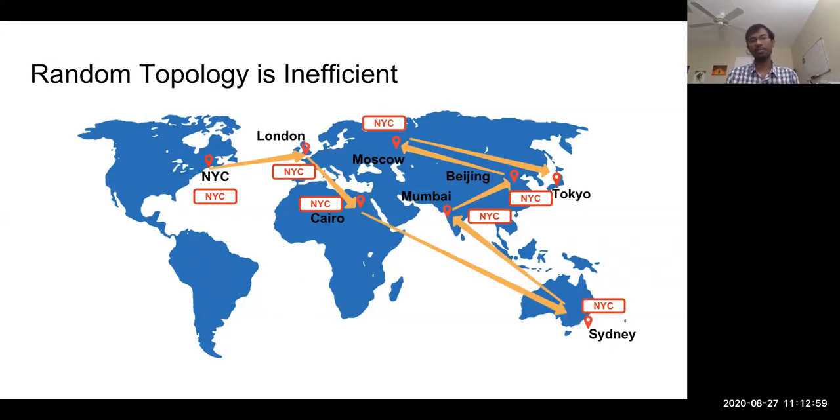However, the random topology can be very inefficient. For example, if a block is mined in New York and it's sent across the world, then the block could actually zigzag across continents as shown by this path before reaching a destination, for instance, in Tokyo. Instead, we would have liked the block to take a much more direct path between New York and Tokyo in order to have a smaller latency.